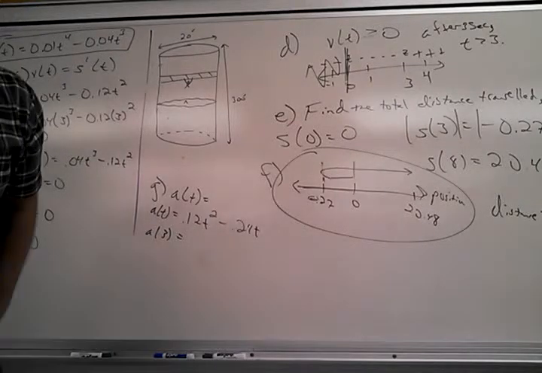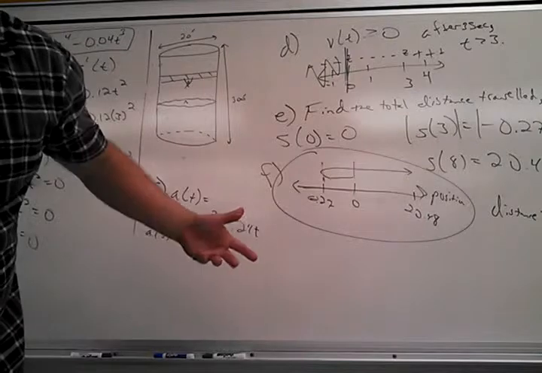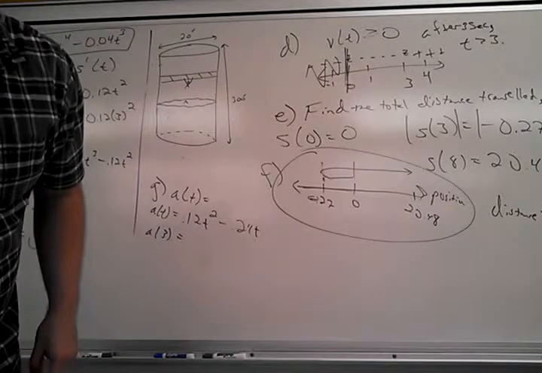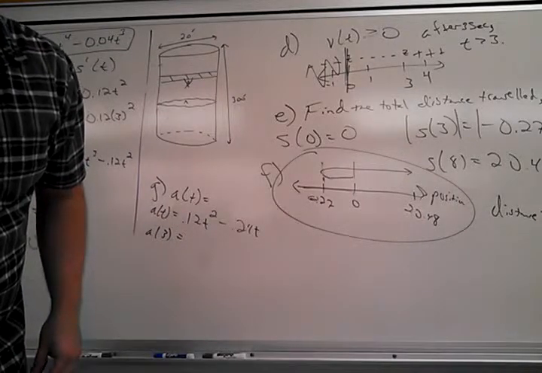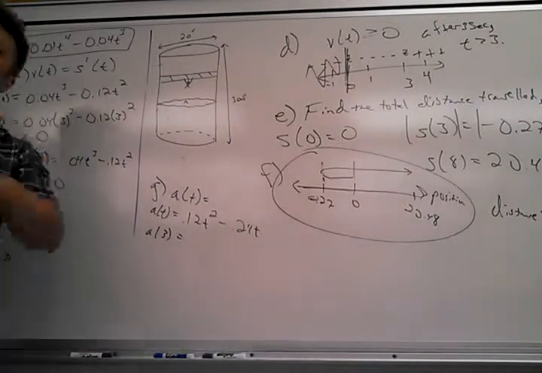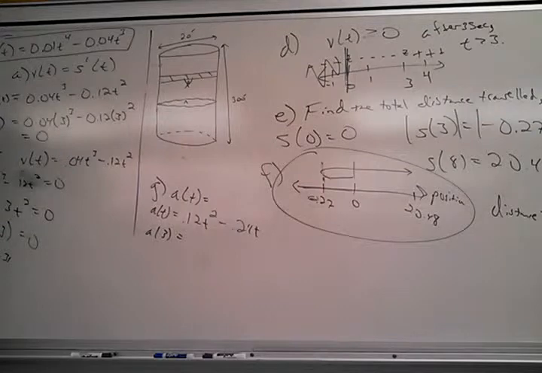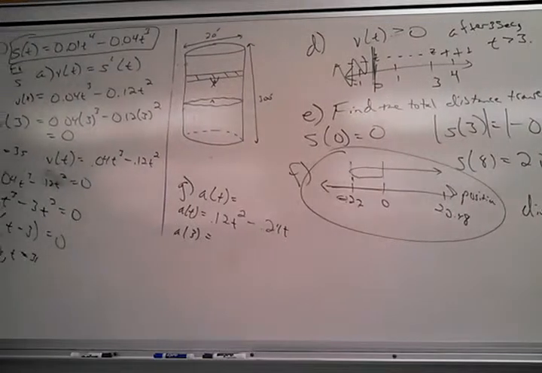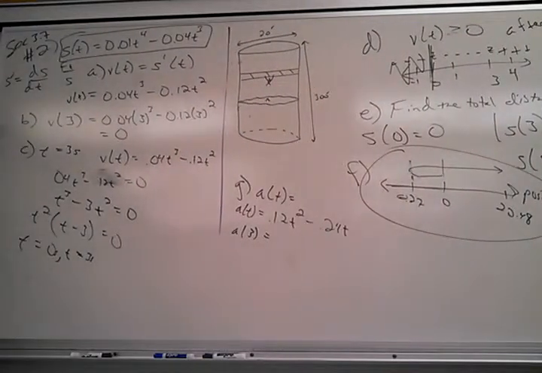And then part H just says graph this, and you can use a graphing calculator. Graph the position, velocity, acceleration functions. When is it speeding up? That would be when the acceleration is greater than 0. And when is it slowing down?